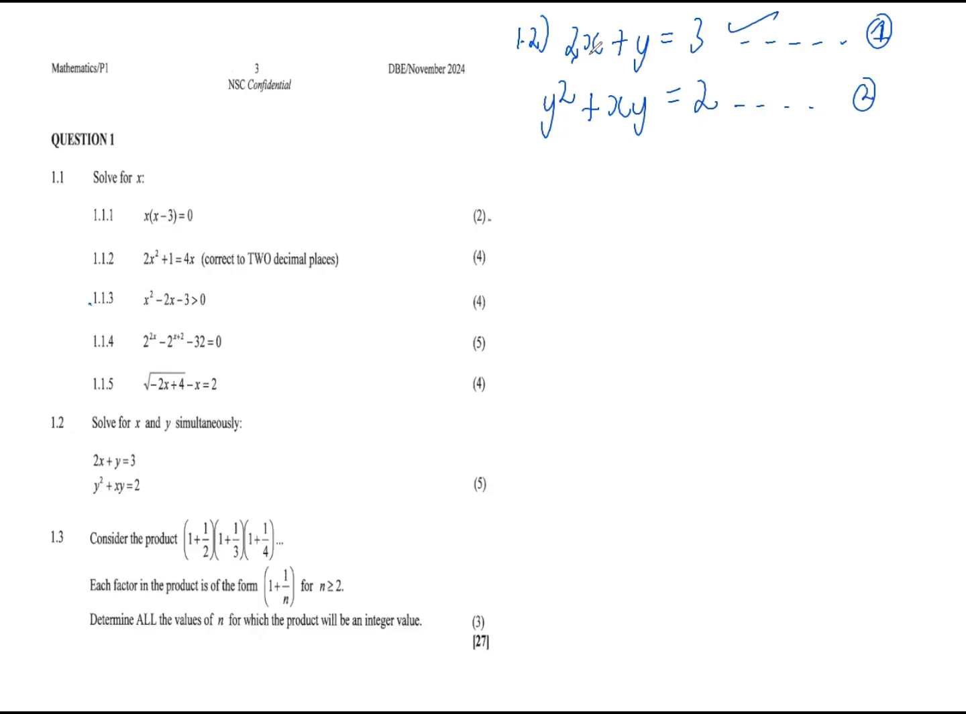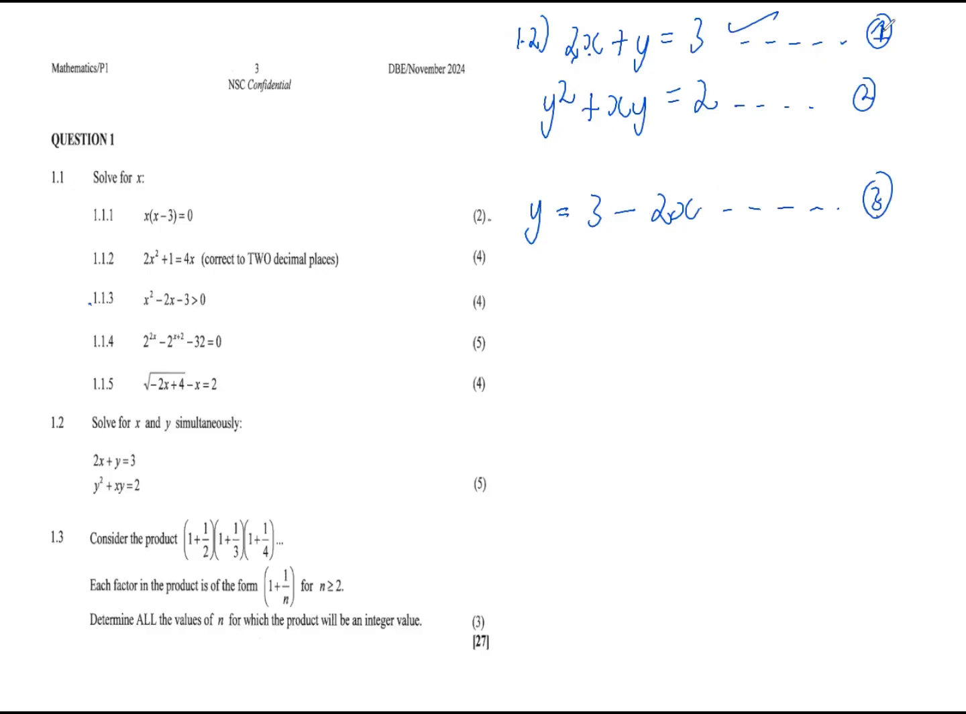Now, if you check, x has a coefficient of 2. Y only has a coefficient of 1, meaning that we wouldn't be complicating this if we make y the subject of the formula, because there will be no need to divide anything out or create a fraction. So we're going to be working from equation 1. So this is y equals 3 minus 2x, right? So I will say this is equation 3. Now, it doesn't matter if you say negative 2x plus 3, still the same thing.